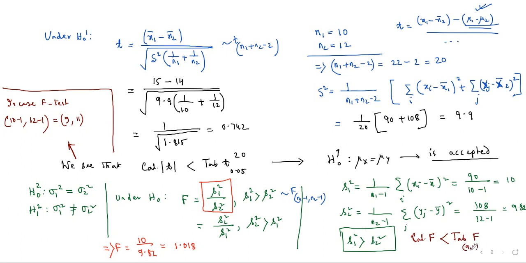Sorry, it's not coming. Okay, 911 degrees of freedom, and therefore H01, H02, which is sigma x square is equal to sigma y square. This is accepted. So here in this case, we see that both the null hypotheses are getting accepted, and our final conclusion will be written in the following manner.